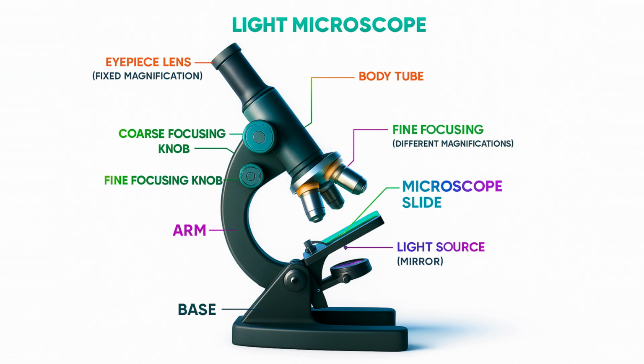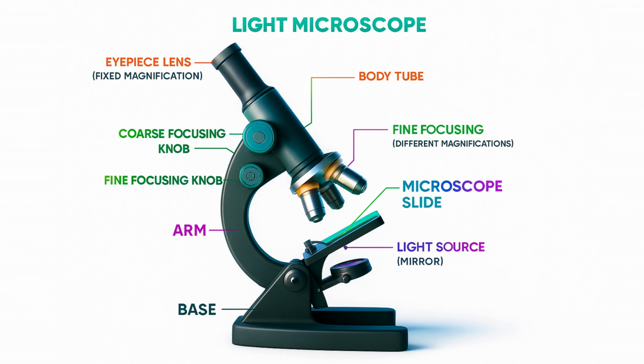At the very bottom is the base, which supports the entire structure, and connected to it is the arm, which joins the base to the upper section of the microscope. For lighting, some microscopes include a lamp, but others, like the one shown here, use a mirror to reflect light from the room upwards through the specimen. Directly above the mirror is the stage, which is the flat platform where the microscope slide is placed.